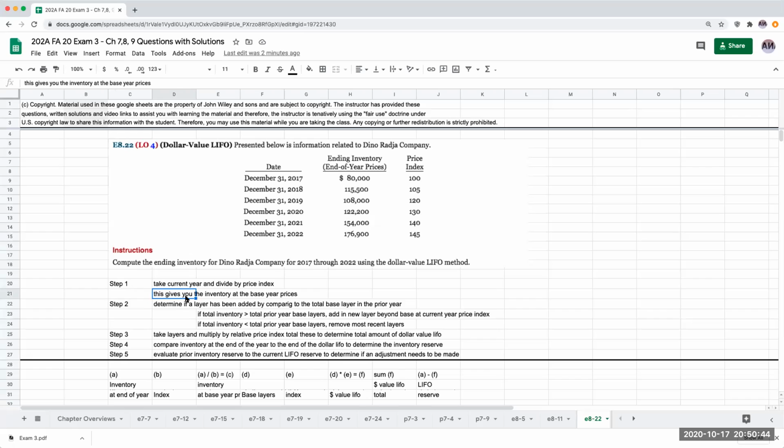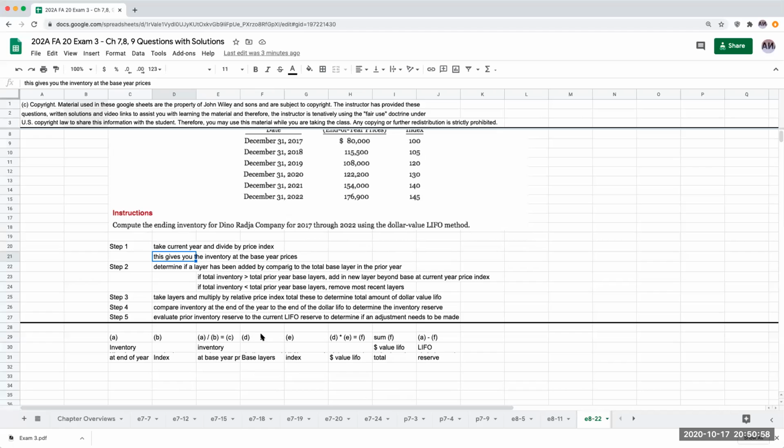The way we're going to do this is we're going to take our current year and divide by the price index. This is going to give me the inventory at the base year prices. For the first year that we're doing dollar value LIFO, this really isn't going to have that much of an impact. So if we go to 12/31/17, the index really refers to the inflationary index. When you see a 1 at base or 100%, it basically means it's at the base year.